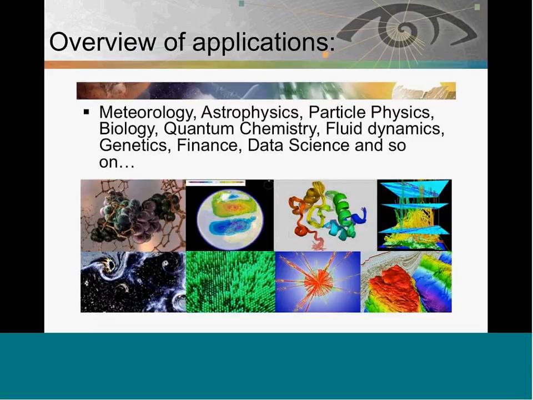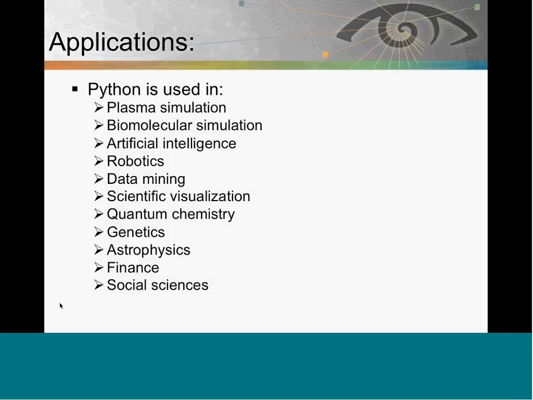So here are the different domains where people have been using Python. They have used it in biology, astrophysics, particle physics, chemistry, finance, data science, genetics, and so on. And here are a few more: plasma simulations, biomolecular simulations, artificial intelligence, scientific visualization, social sciences. I'm going to cover a few of these domains, where I will give an introduction about that package and the functionality of that package.